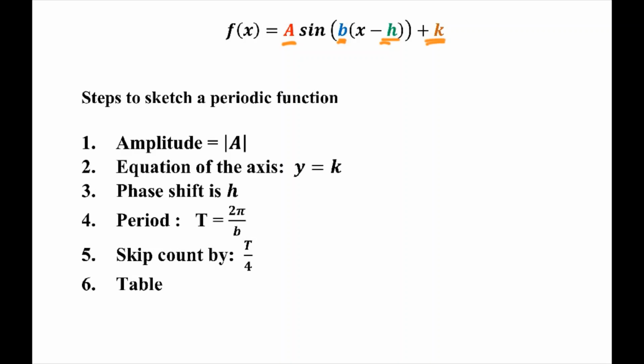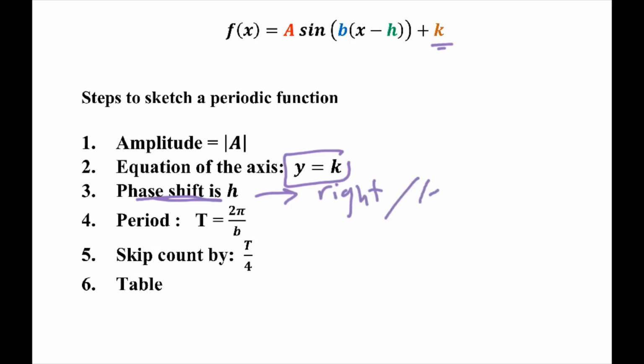Let's look at each one of these. First of all, A basically represents the amplitude when you take it as an uppercase A. Then we do have the equation of the axis, and the equation of the axis is y equals k. And then we have something called phase shift, and phase shift is basically the horizontal shift. So it's either right or left, and that's basically represented by h. Then we have the period, which is going to be 2 pi over b.